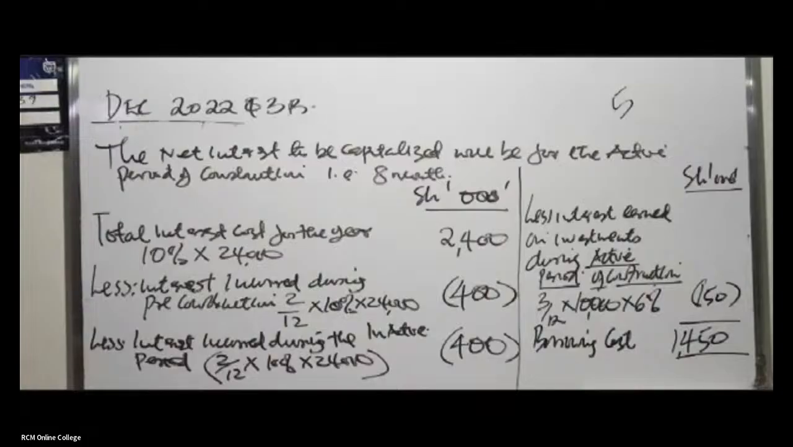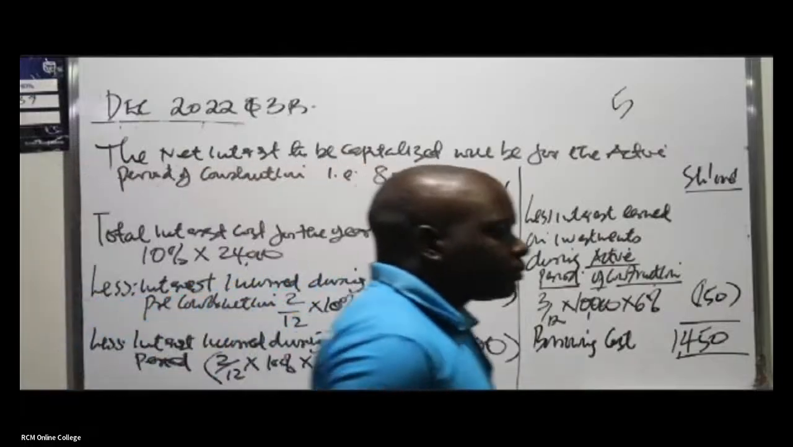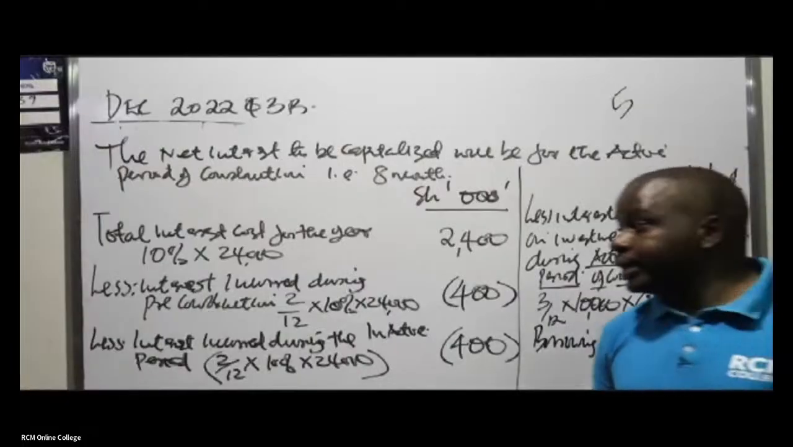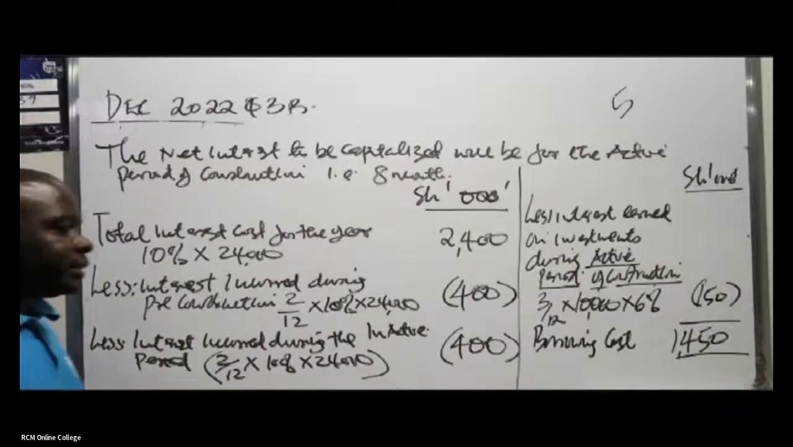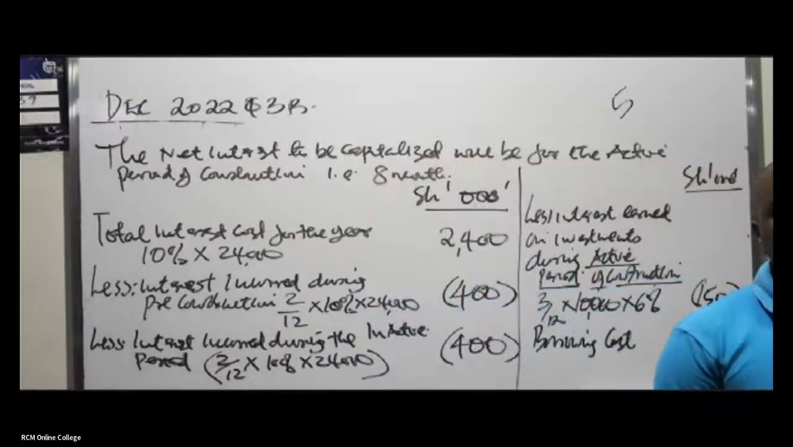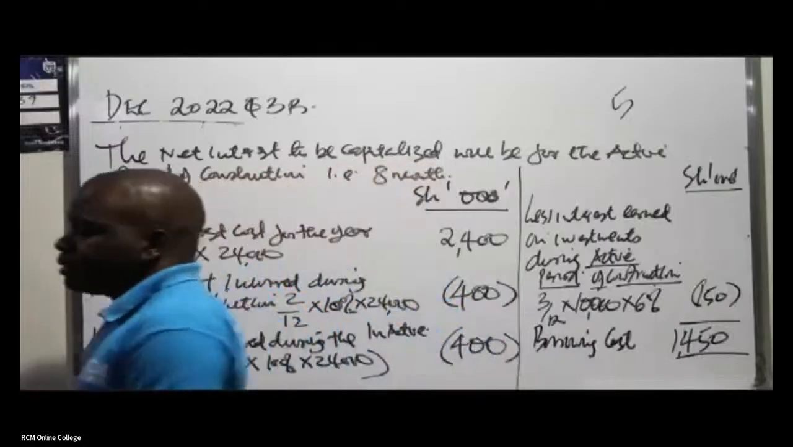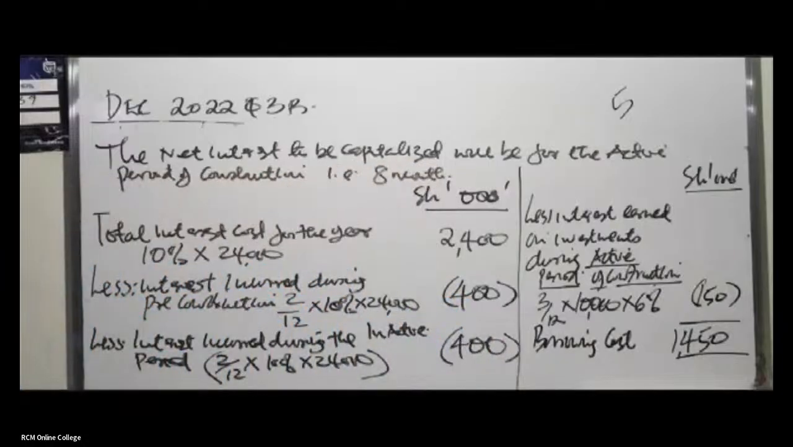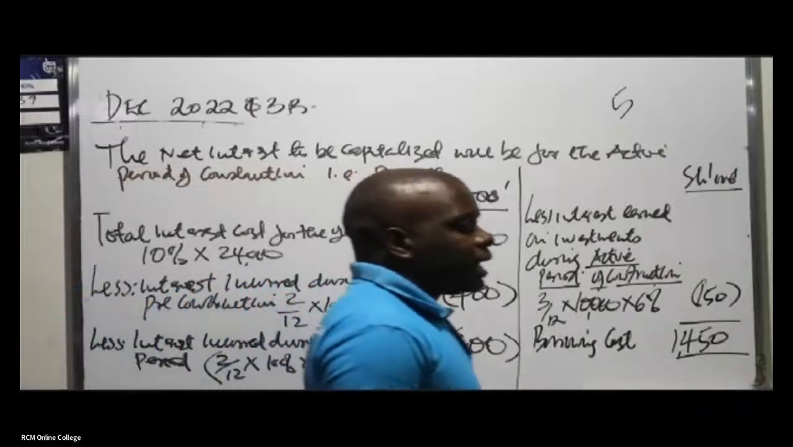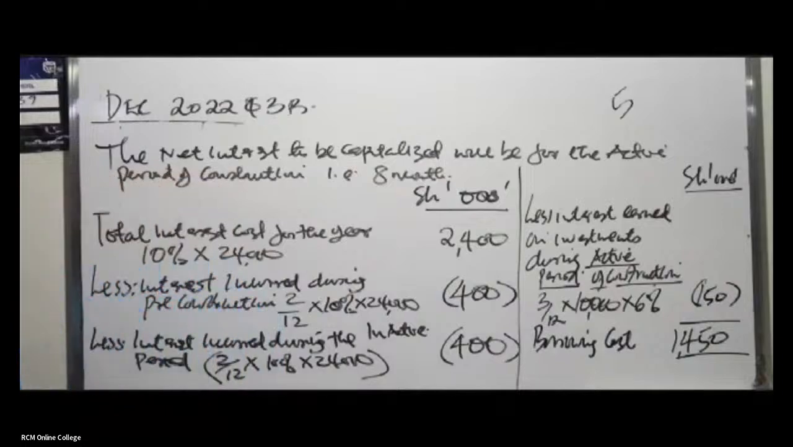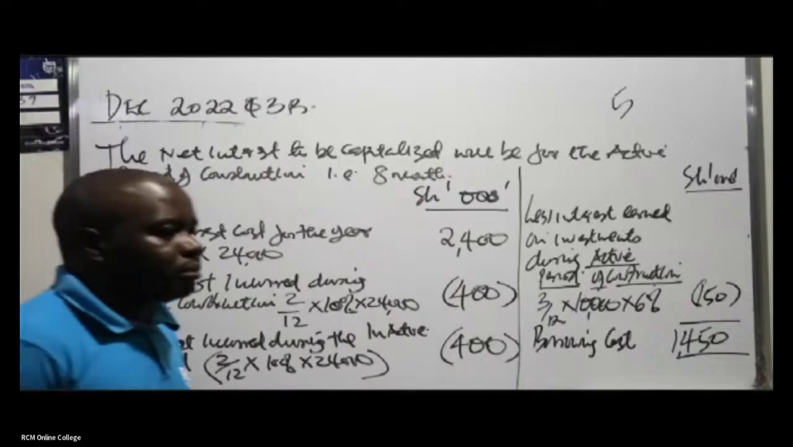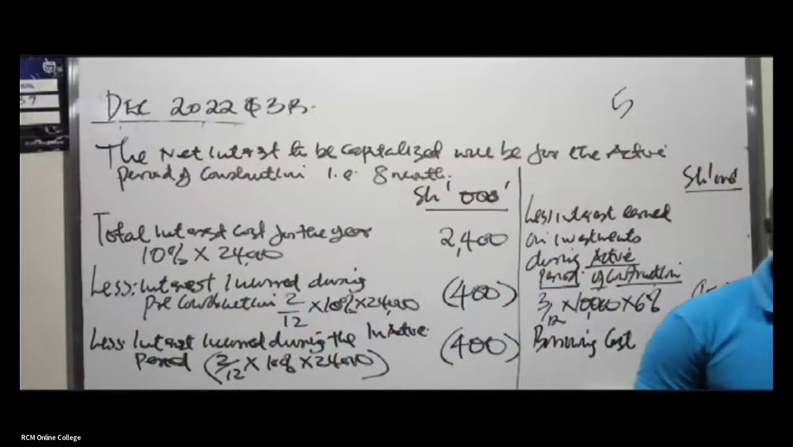By the end of the financial year. Then the next point you can write: the pre-construction interest and the interest incurred during the dormancy period will be accounted for as finance cost or interest expense by the end of the financial year.